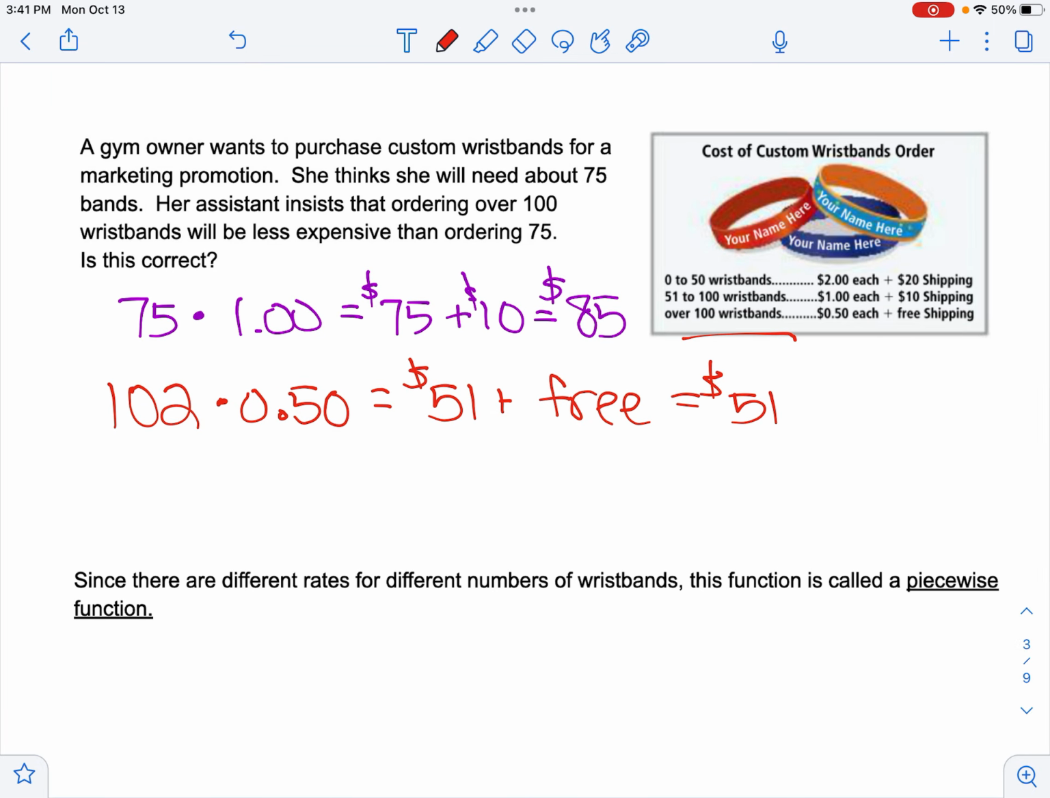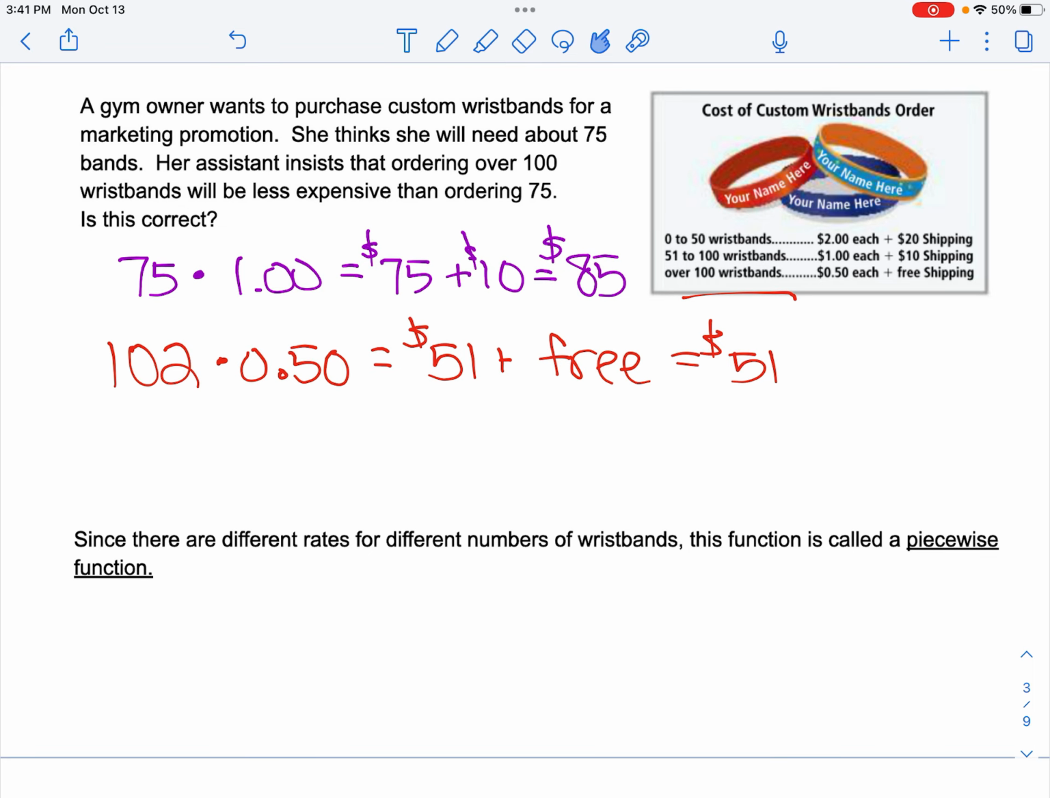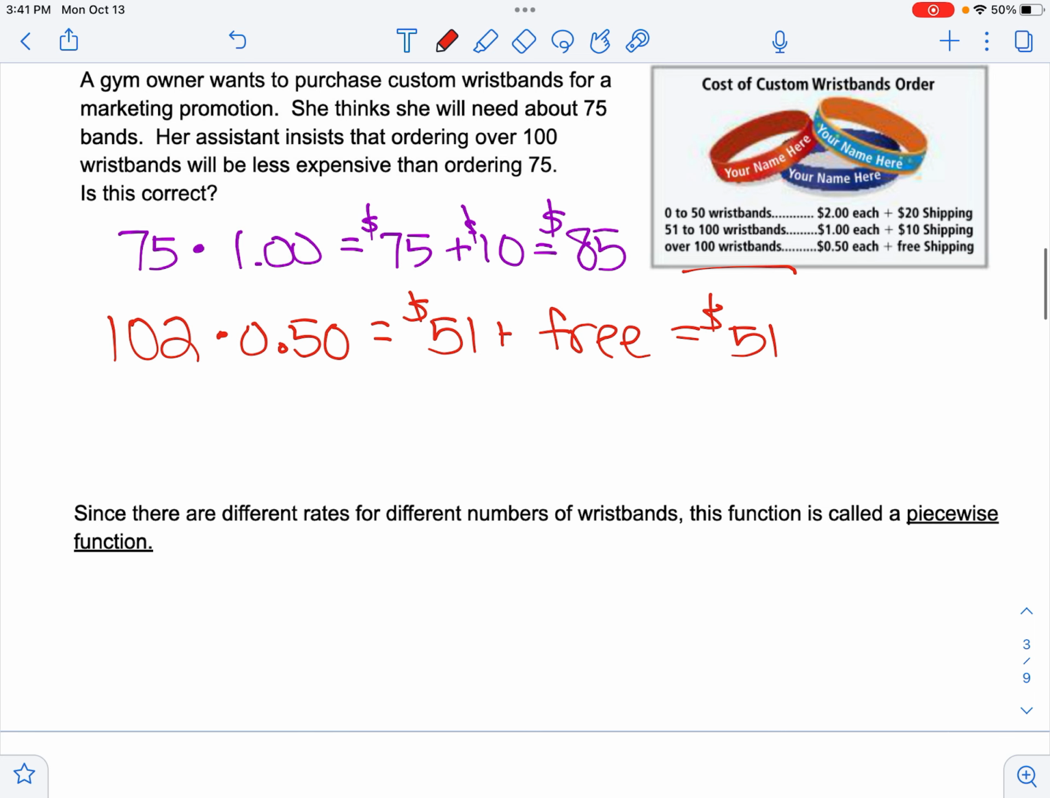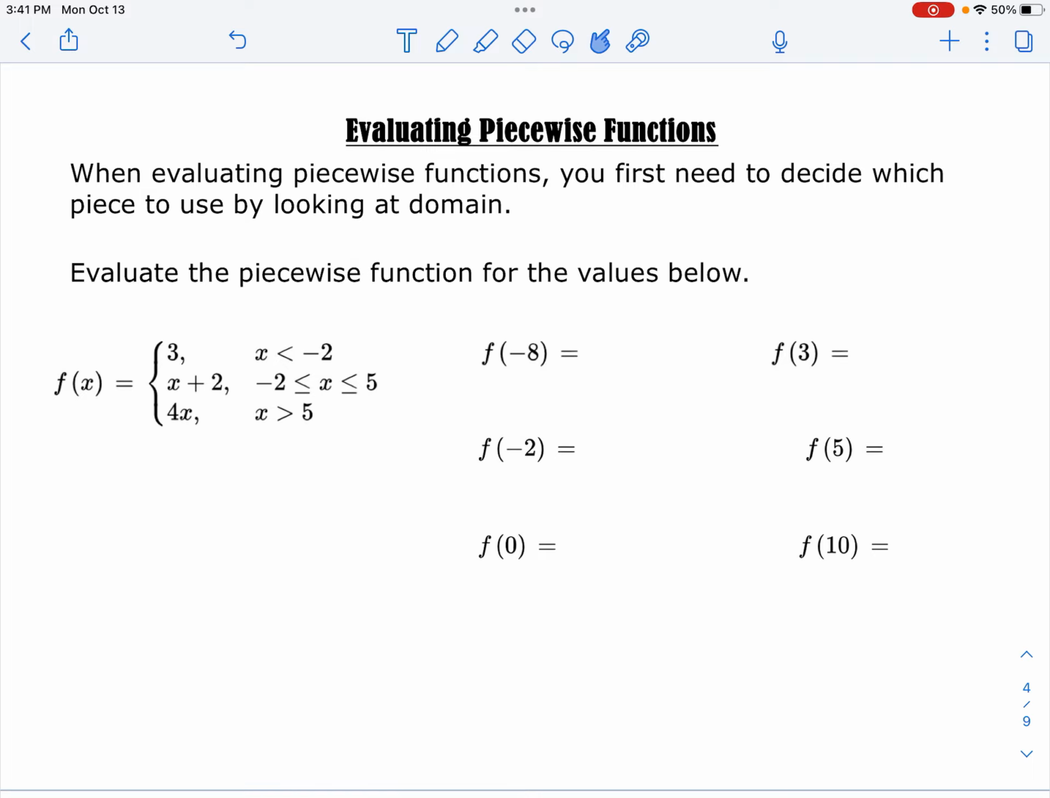Okay, since there are different rates for different numbers of wristbands, this function is called a piecewise function. Really, this part right here is my domain because that's my x value, the number of wristbands. So this is a piecewise function. We can evaluate piecewise functions, and when we do that, you first need to decide which piece to use by looking at your domain.